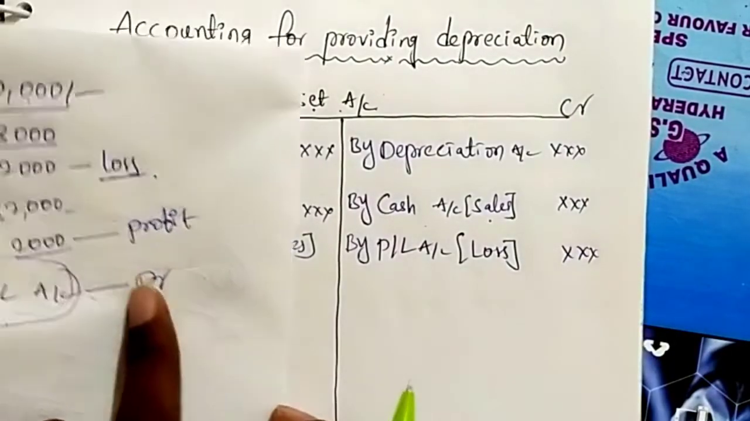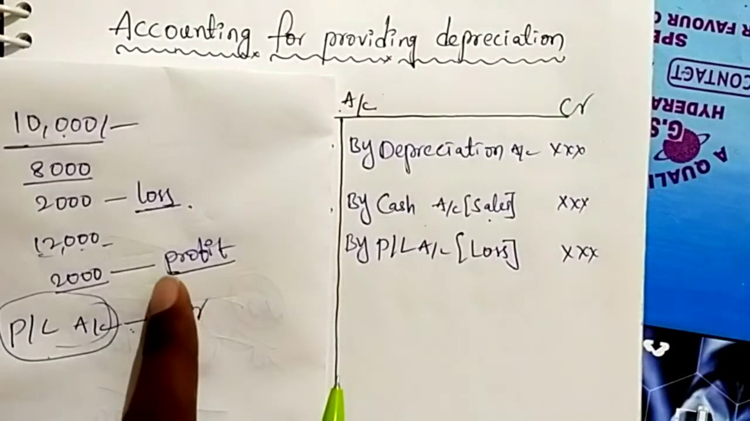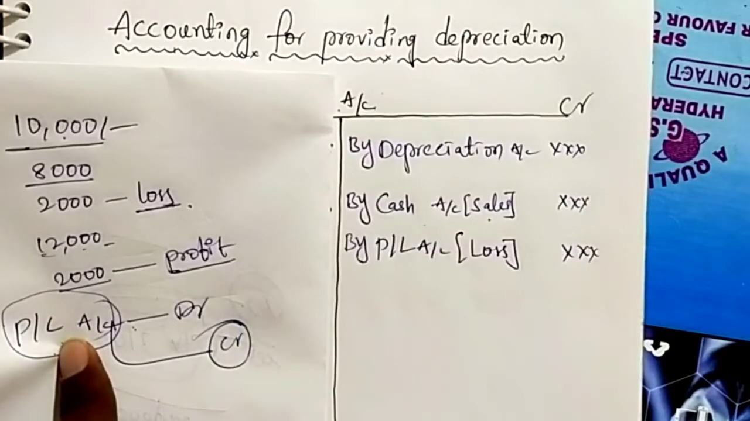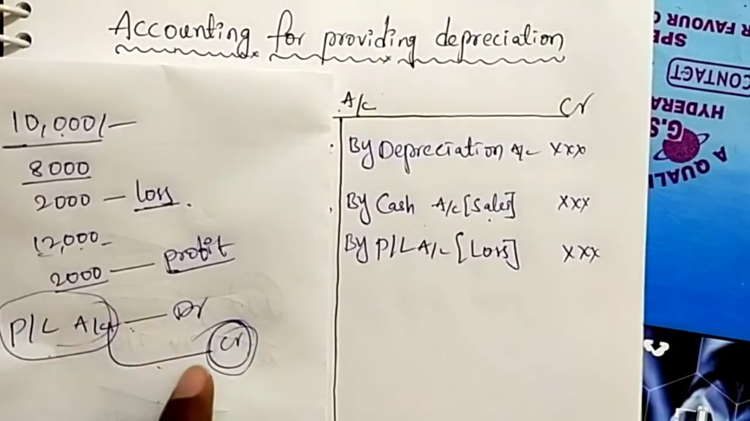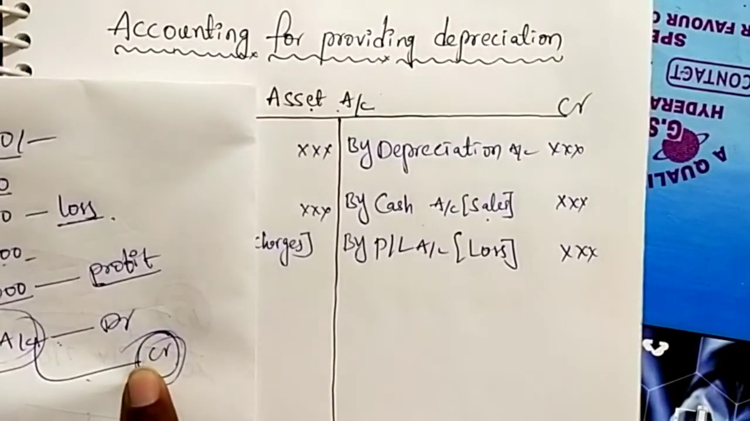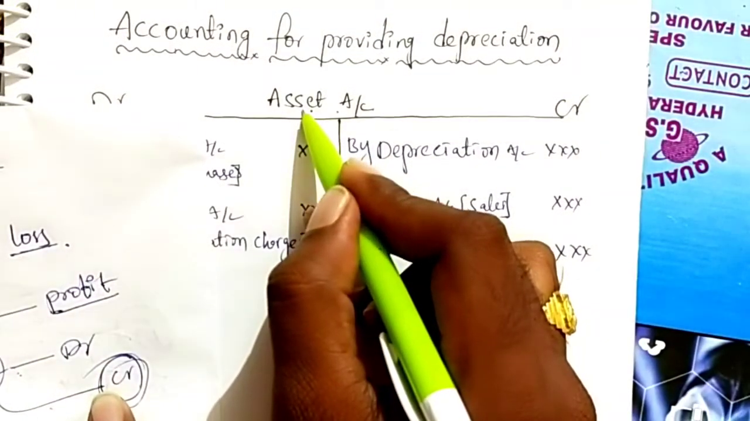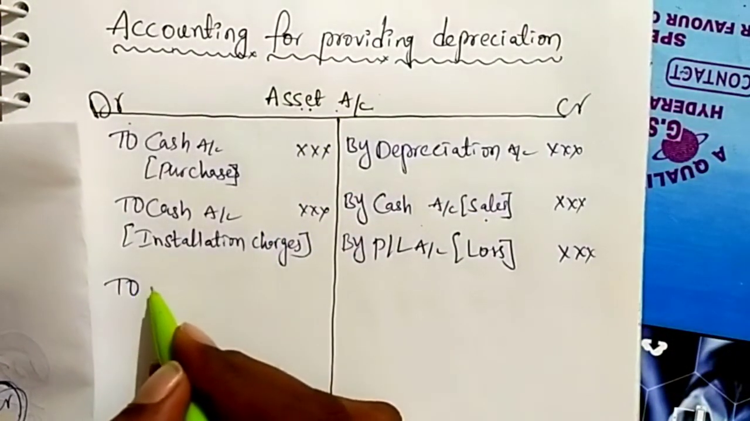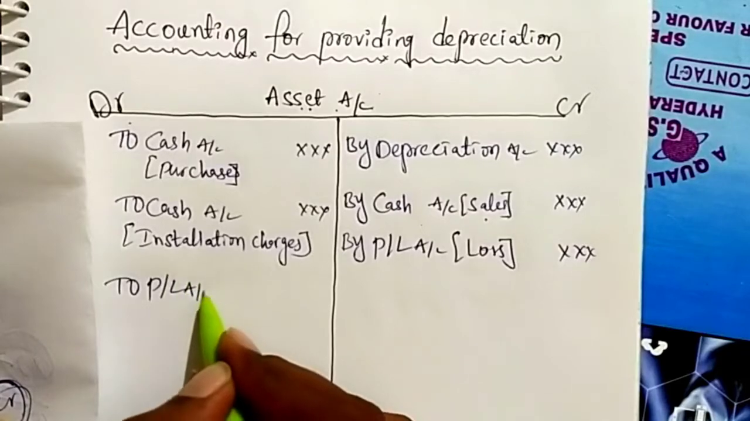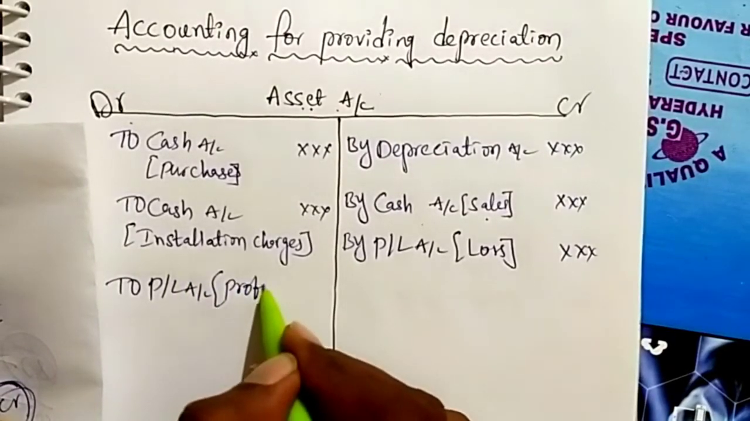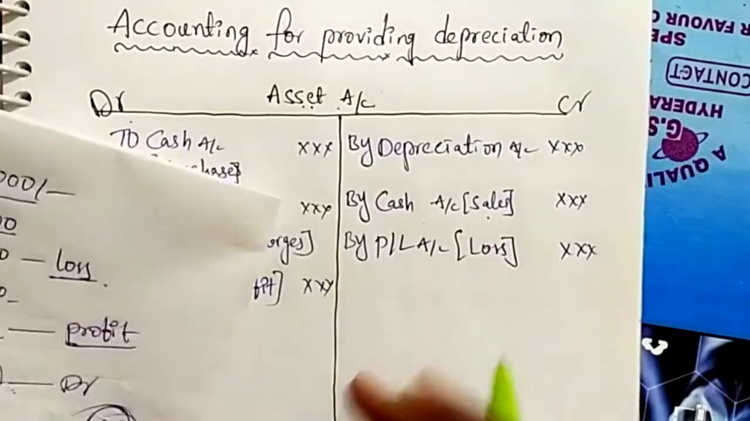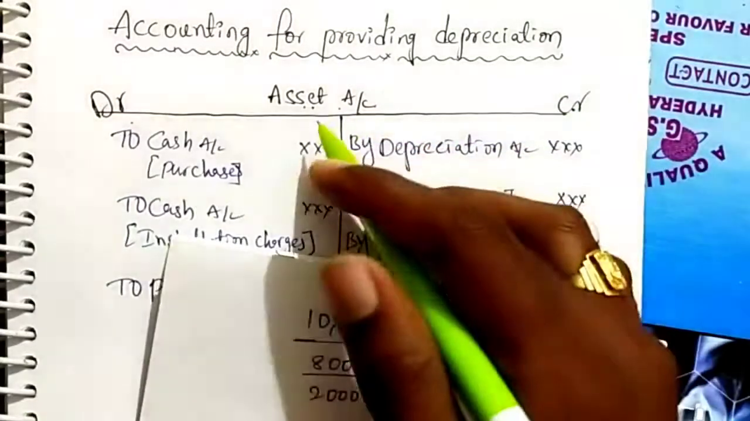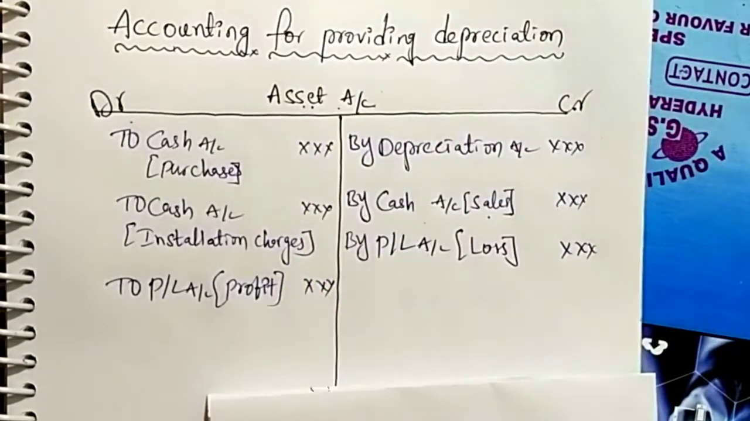Next, for the profit, all incomes and gains will be credited in the profit and loss account. So profit and loss account will be credited. What account has to be debited? Asset account. We are preparing asset account, so it is debited. That's why we have to write in the debit side to profit and loss account in the bracket profit. That's it. At the time of losses, asset account credited. At the time of profit, asset account debited.